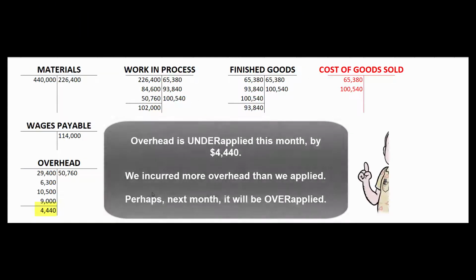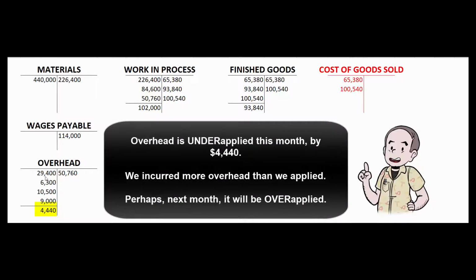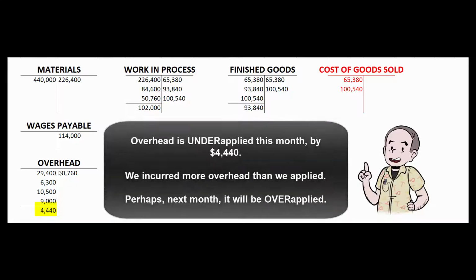One last piece of business. In this manufacturing overhead account, we had total debits of $55,200 and total credits of $50,760. So it's under applied this month. We incurred more overhead than we applied. Perhaps next month it'll be over applied and it'll all even out.